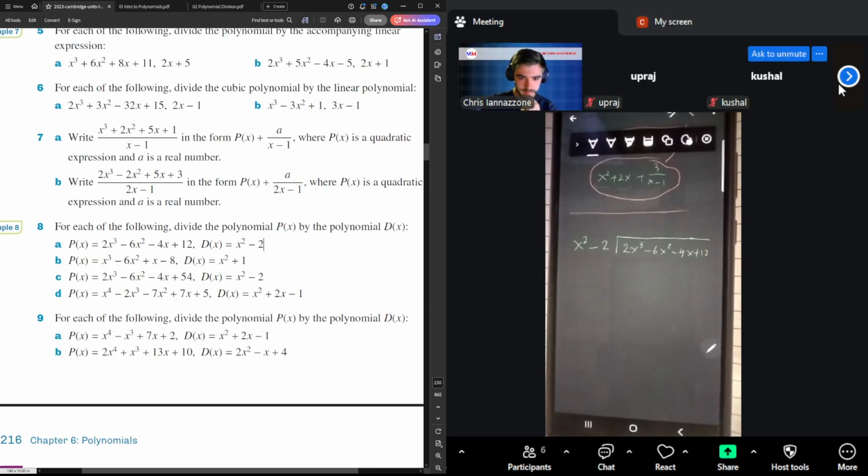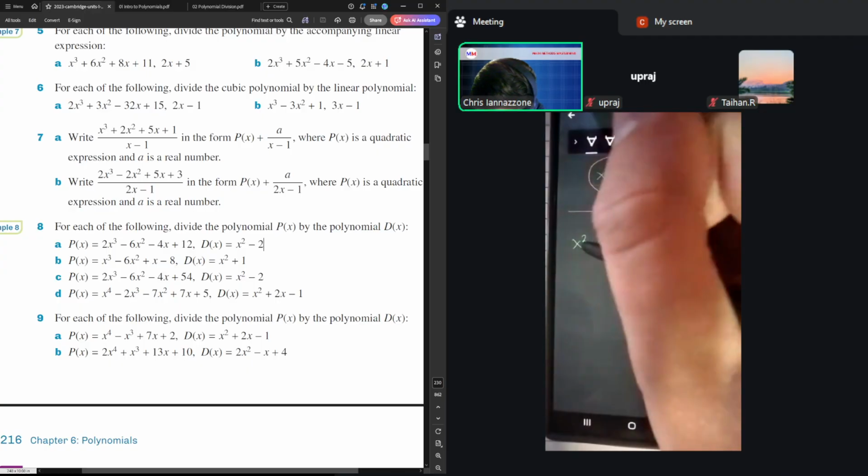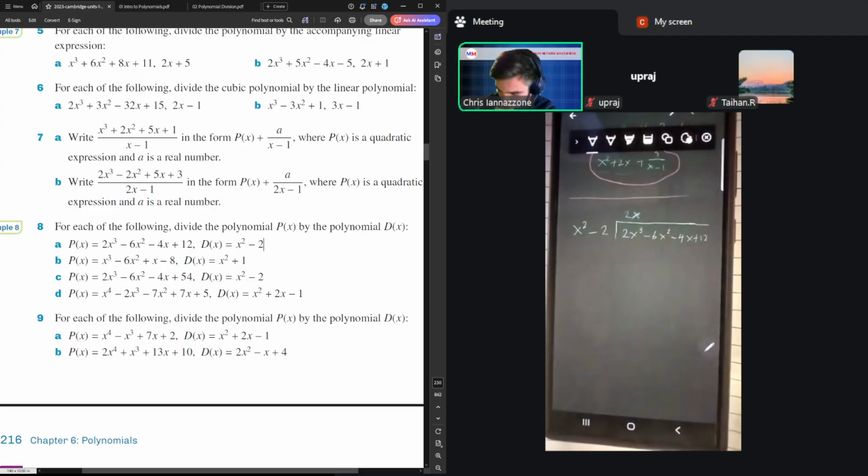You get 2x for the first part. Yeah, so after the division. That's right. You took the 2x cubed, you divide it by x squared, you're going to get 2x. Perfect. Step 1 knocked out. Nice. What else we got?